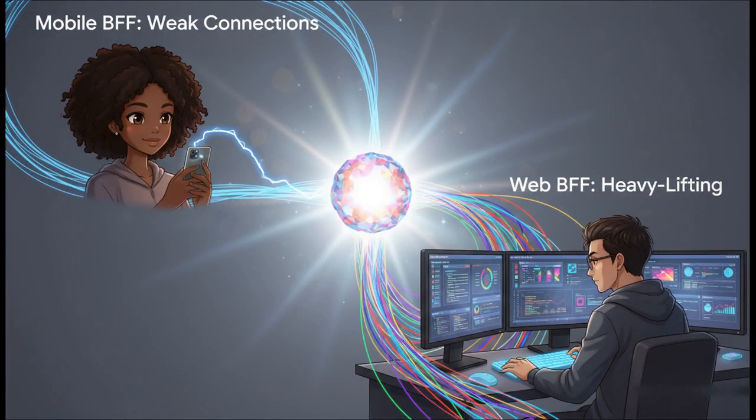Let's take a hypothetical e-commerce platform. You might build a super lightweight mobile BFF specifically to handle quick product listings and simple checkouts for users, say, trying to shop on a spotty 3G connection in a subway. Meanwhile, your web BFF is over there handling the heavy lifting for desktop users: extensive reviews, 4K images, complex shopping carts. Each BFF delivers exactly what's needed. It slashes latency and lets your front-end teams iterate without stepping on each other's toes.